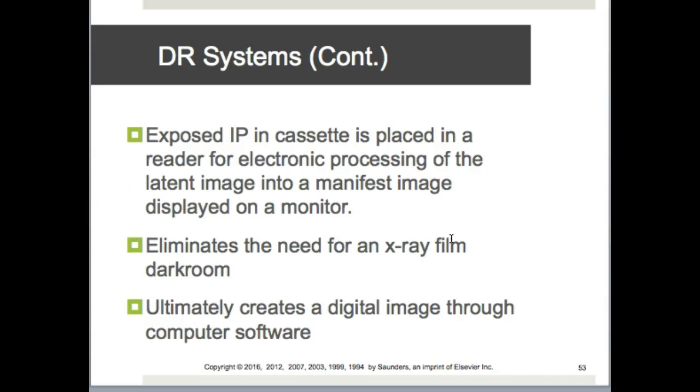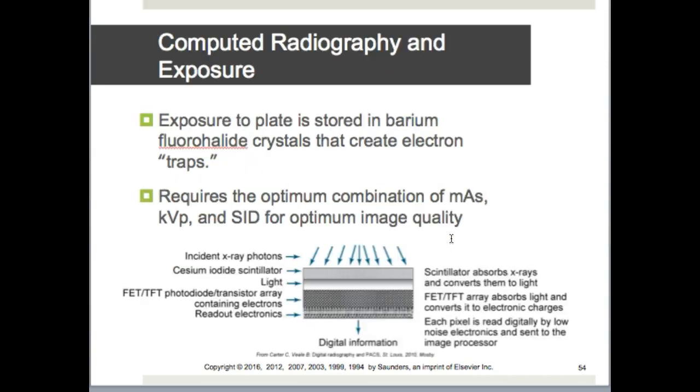Exposed imaging plate in a cassette is placed in the reader for electronic processing of the latent image to a manifested image displayed on a monitor. So it eliminates the need for X-ray film or a darkroom, and ultimately creates a digital image through computer software. And we're going to talk about that whole process.